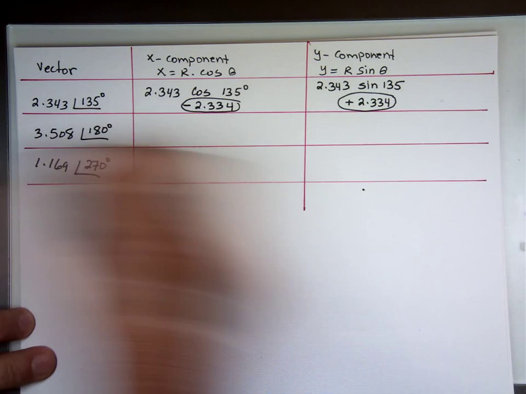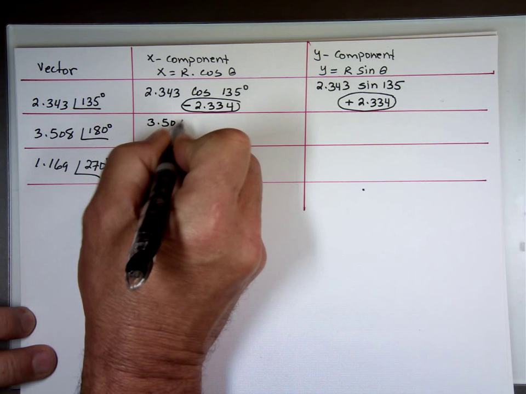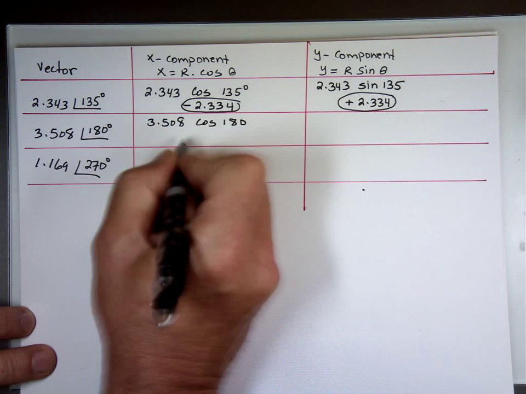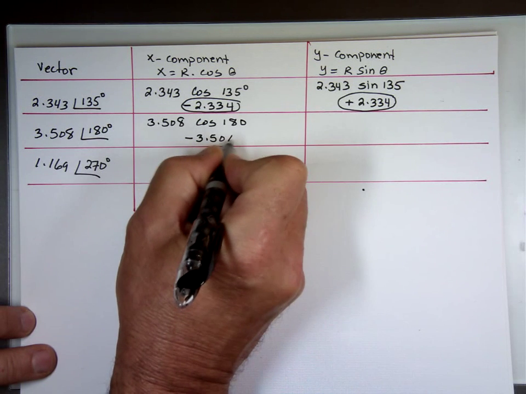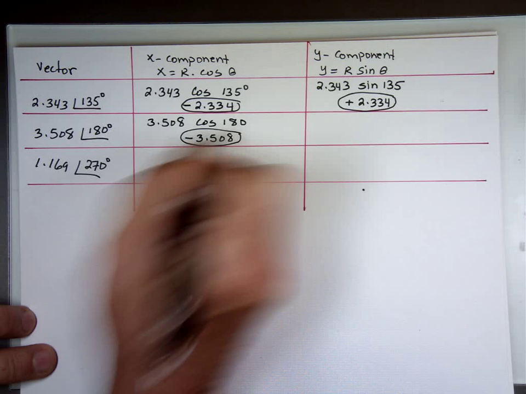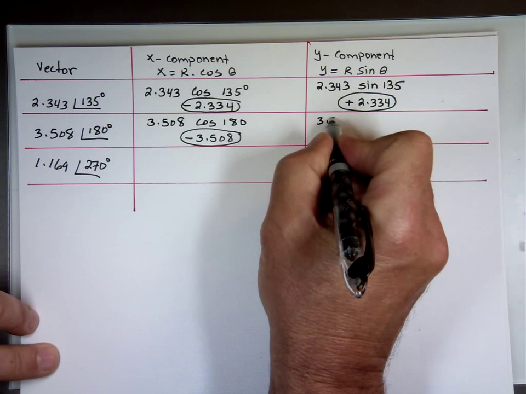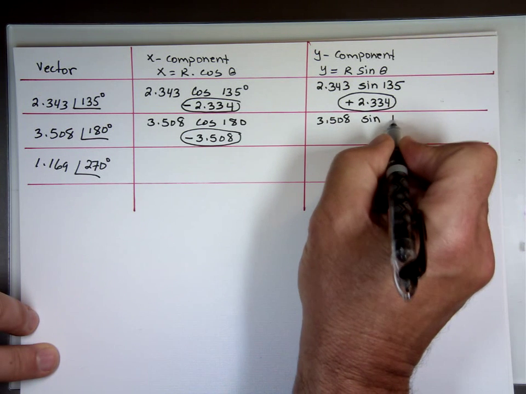This one, 3.508 cosine 180. The answer, negative 3.508. The y value, 3.508 sine 180 degrees. The answer is 0.